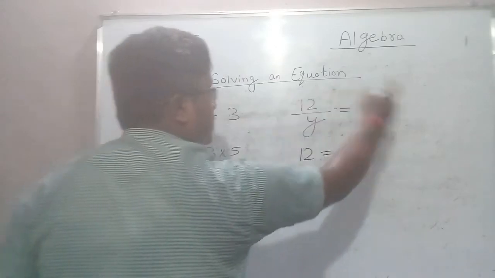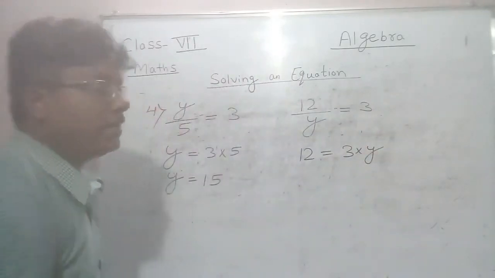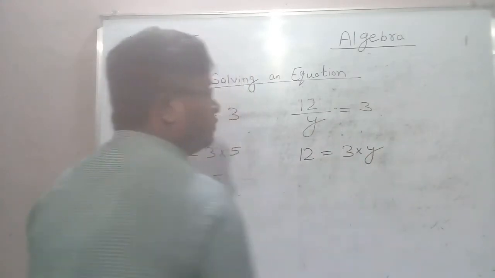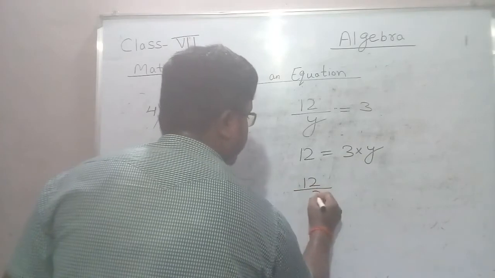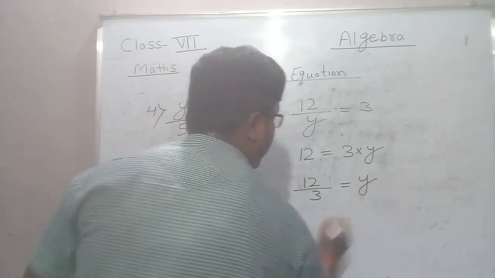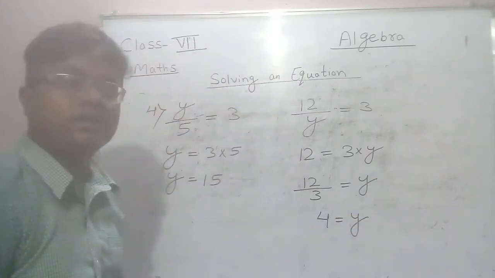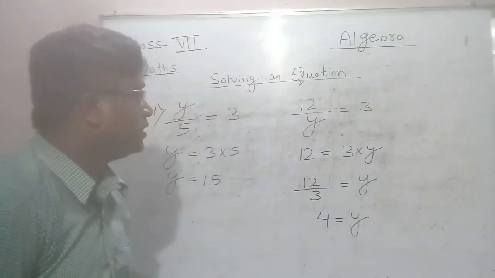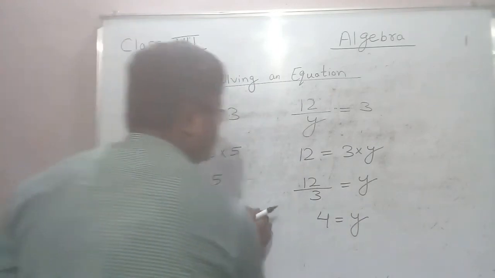Here y is dividing, so it goes to the right hand side and is multiplied there with 3. So now 3 is multiplying with y. So transfer this 3 to the left hand side. It will divide and we will get the value of y, that is your 4. Is it clear? It's very easy. Okay, so now let's do some more questions.